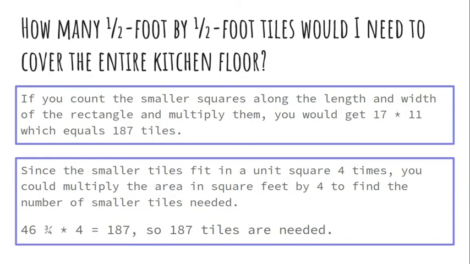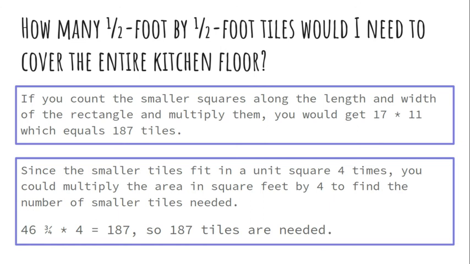So how many of those 1/2 foot by 1/2 foot tiles would I need to cover the entire kitchen floor? If you count the smaller squares along the length and width of the rectangle and multiply them, you would get 17 for the length times 11 tiles for the width. That gives us a total of 187 tiles.